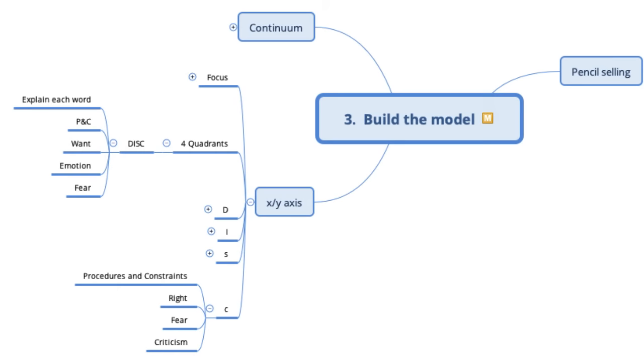And then we move up to C, compliance, procedures and constraints. And we talk about how the want is to be right, the R word is to be right. How the emotion is fear, and how the fear is a fear of making a mistake. So we build that model and we explain it to them and they understand it and they can see it.